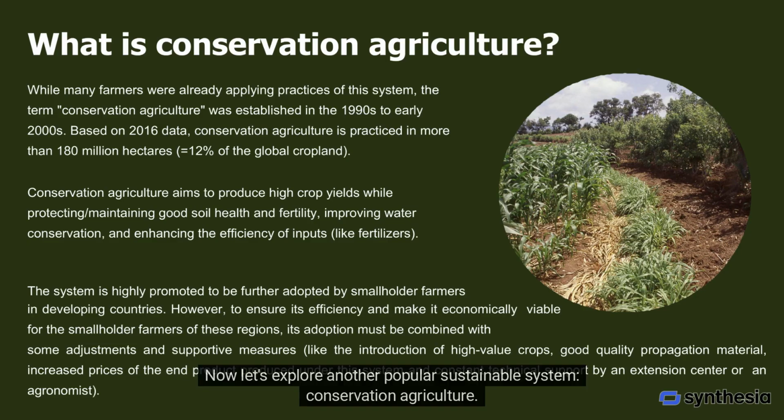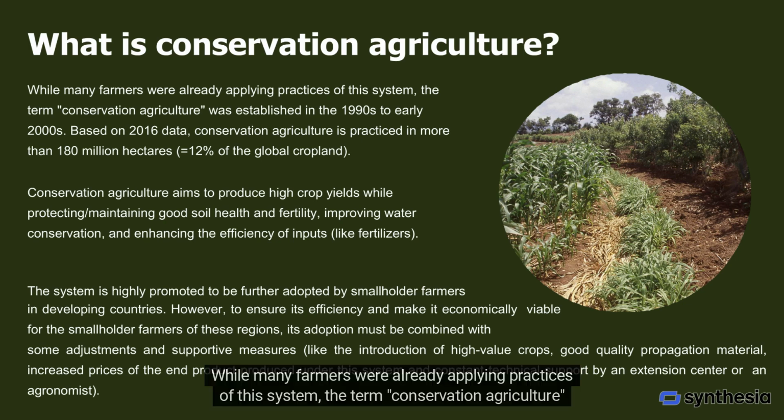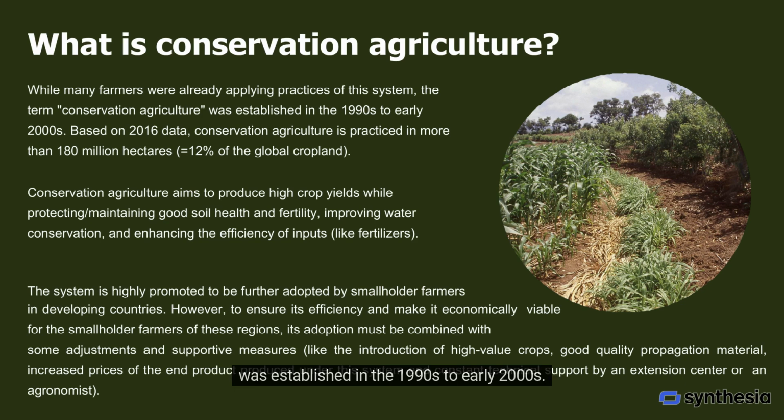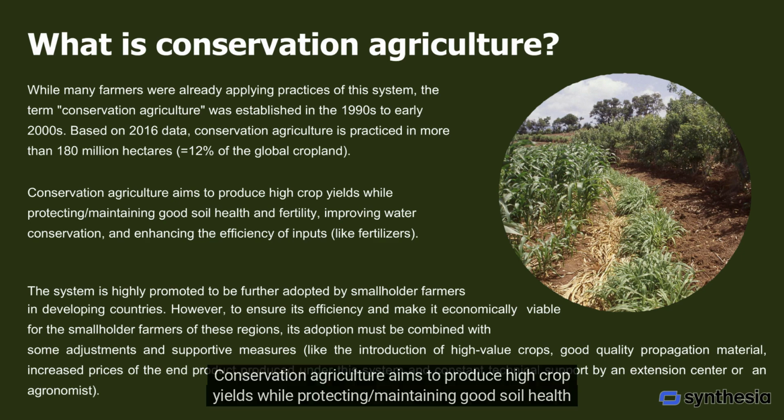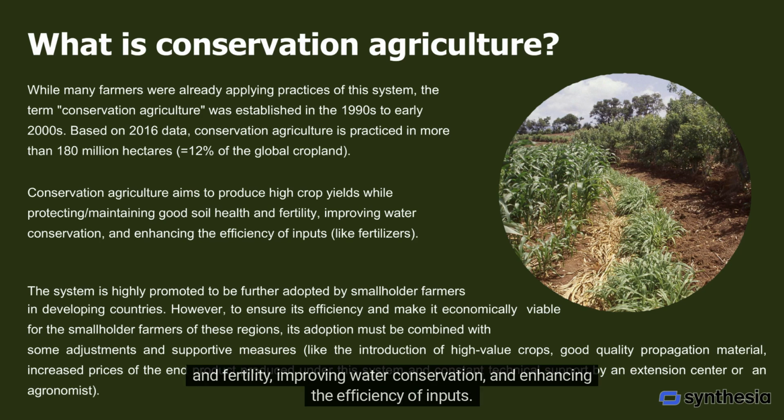Now let's explore another popular sustainable system: conservation agriculture. While many farmers were already applying practices of this system, the term conservation agriculture was established in the 1990s to early 2000s. Based on 2016 data, conservation agriculture is practiced in more than 180 million hectares, equal to 12% of the global cropland. Conservation agriculture aims to produce high crop yields while protecting, maintaining good soil health and fertility, improving water conservation, and enhancing the efficiency of inputs.